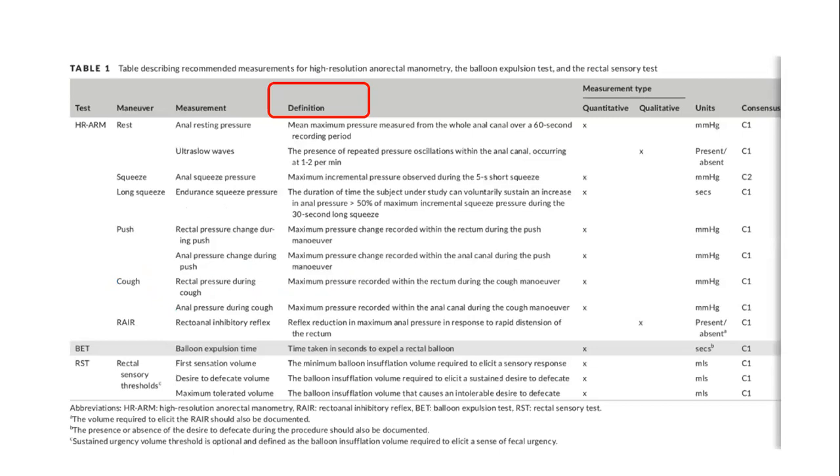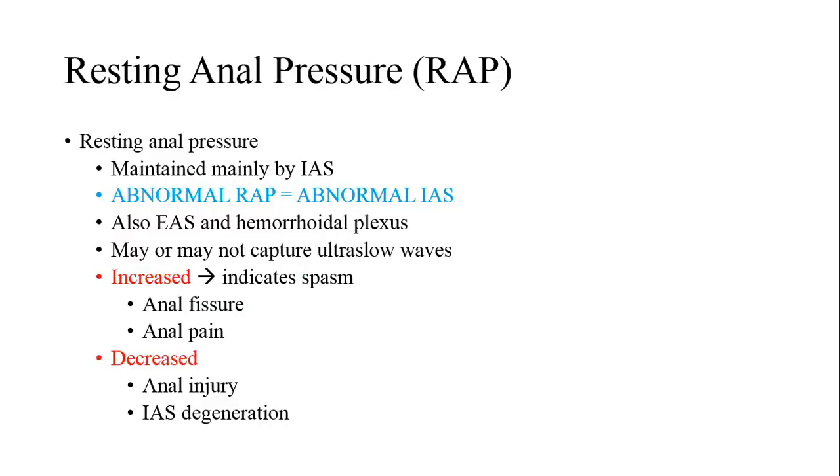These are in fact just a summary of the definitions that have been described earlier. With regards to resting anal pressure, it is maintained by the IAS, the internal anal sphincter. So any abnormality of the resting anal pressure will indicate there's some abnormality in the internal anal sphincter. The external anal sphincter and also the hemorrhoidal plexus may play a role in the RAP, the resting anal pressure. However, the biggest role is contributed by the IAS.